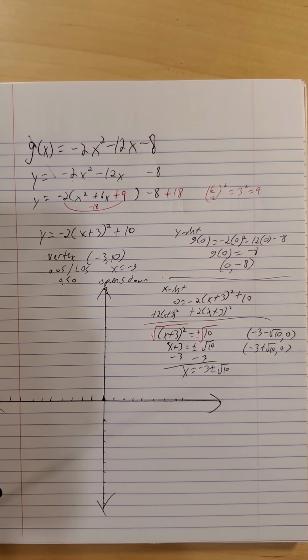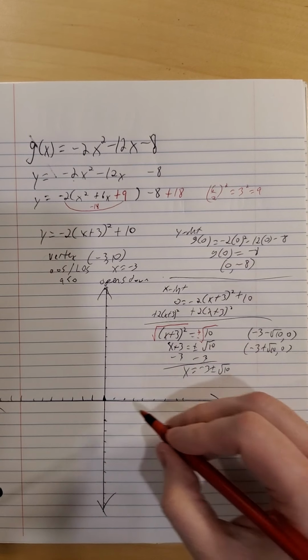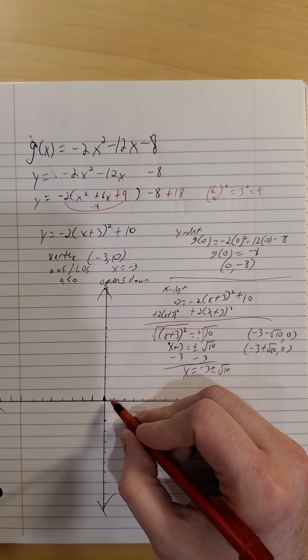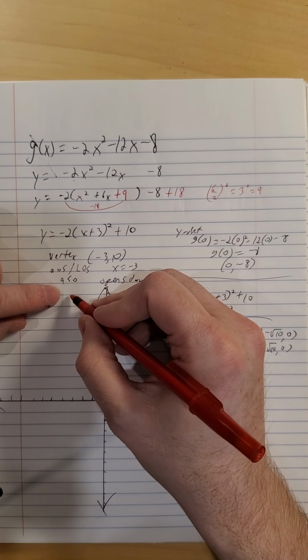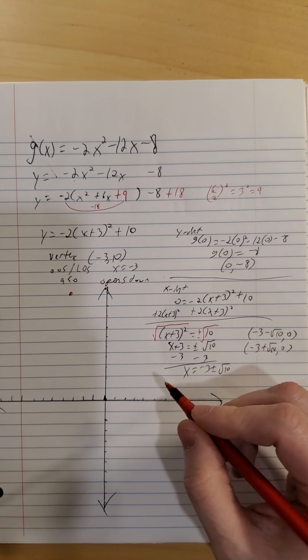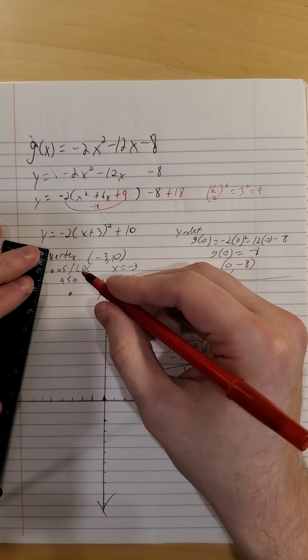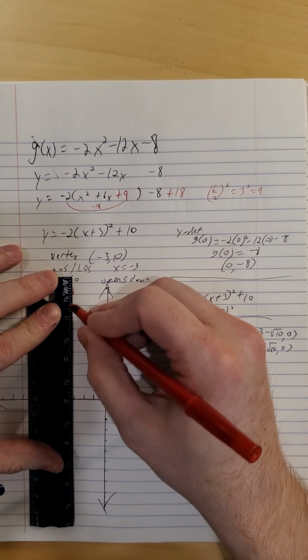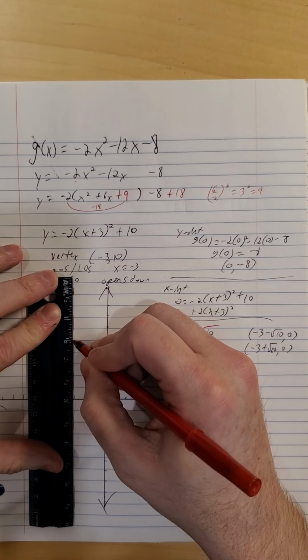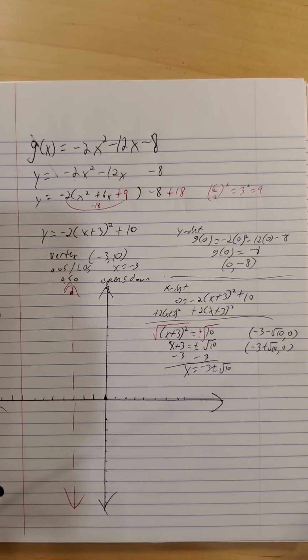Okay, so putting that stuff to work, my vertex is at negative 3, positive 10. So left 1, 2, 3, and up all the way to the 10. Line of symmetry, x equals negative 3. So we have a nice dotted line going right through that guy. So we're symmetric about that line. Let's see, our y-intercept is 0, negative 8.